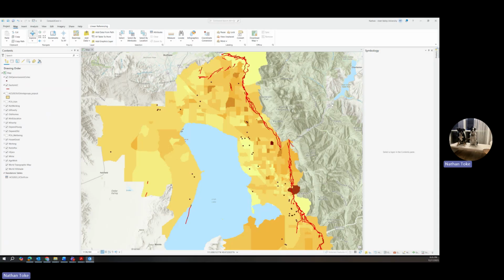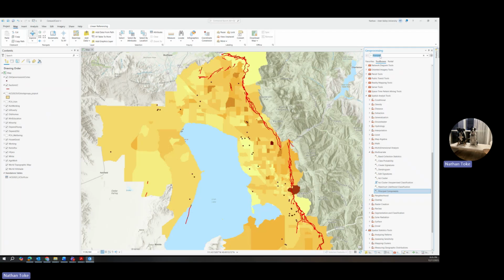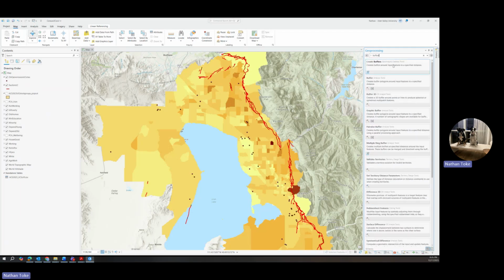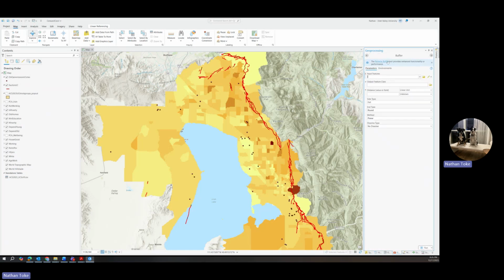And so we'll go to geoprocessing and look at the buffering tools, see how we do that. Create buffers, buffer. I usually use this, but there's this pairwise buffer tool, which has enhanced functionality and performance. We should probably try that. Okay, so let's start with the air emission sites in Utah County. And we can buffer these at a couple of different scales.